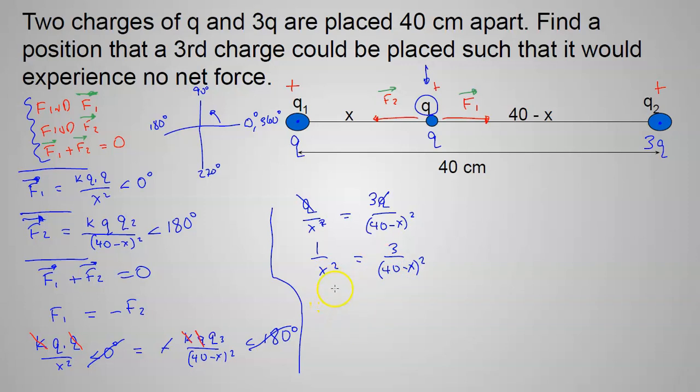And probably the easiest thing here is just to cross multiply. If I come in and say 40 minus x squared is equal to 3x squared, like that, essentially I just multiplied both sides by x squared and it canceled on the left, came up here. Multiply both sides by 40 minus x squared, it came up there, like that. So that's probably the best way to do it. Then I need to FOIL this out. 40 times 40 would be 1600. I'd have minus 80x. Oh, that's plus x squared equals 3x squared, like that.